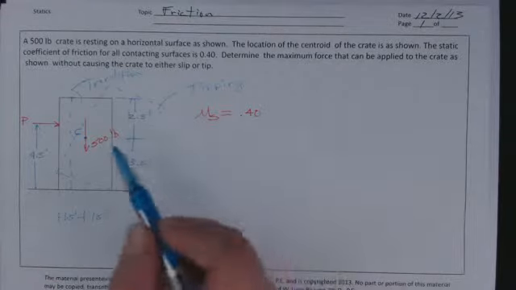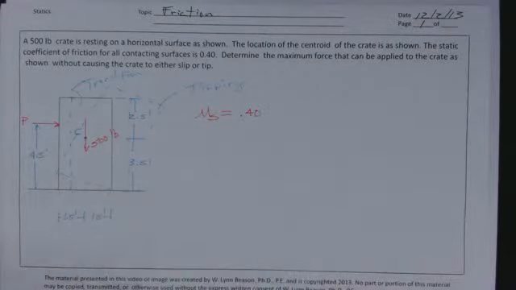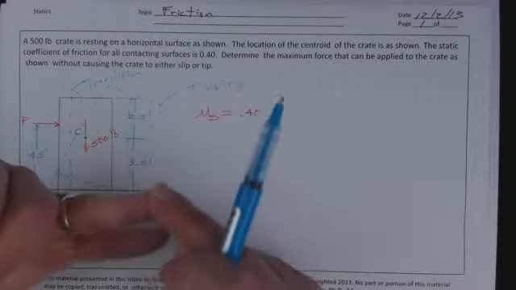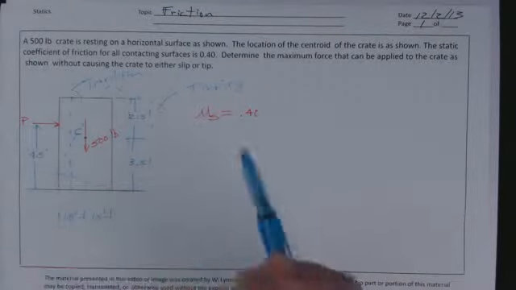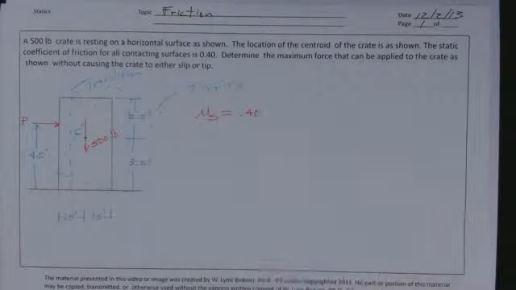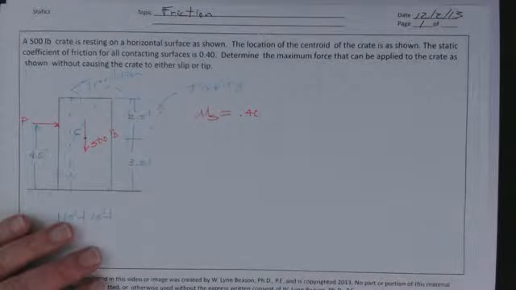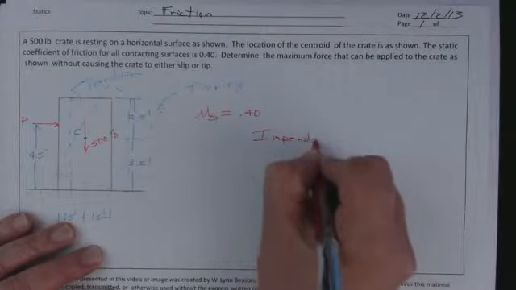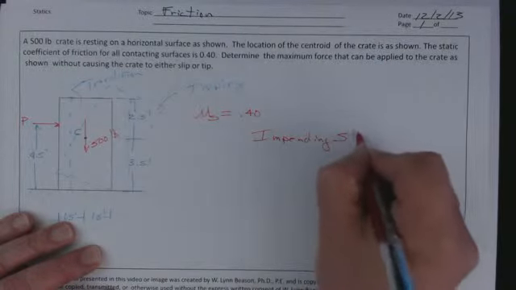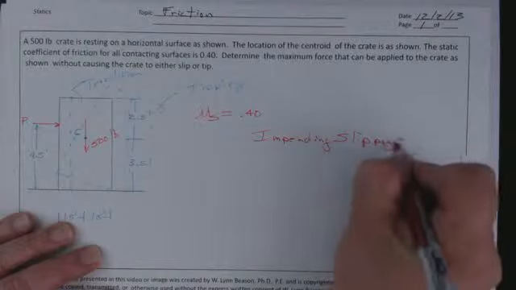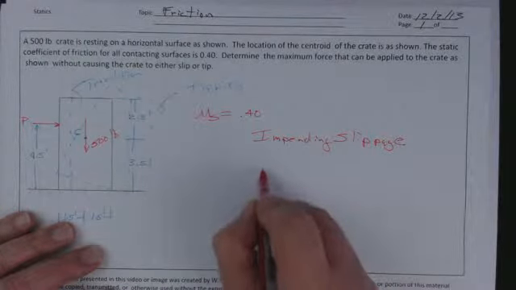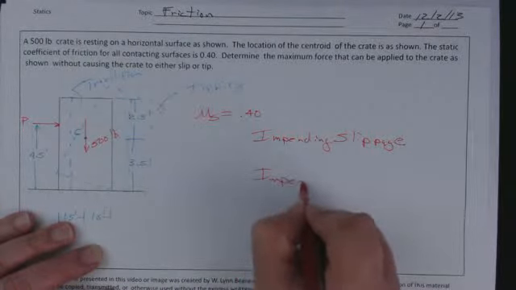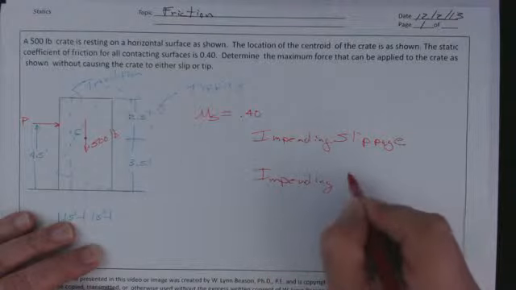Now, in general, when a load is applied to a body like this, it either does nothing, or it slips, or it tips. In this case, though, they're wanting to determine an impending slippage and an impending tipping.